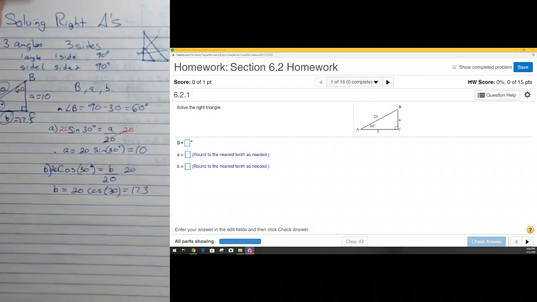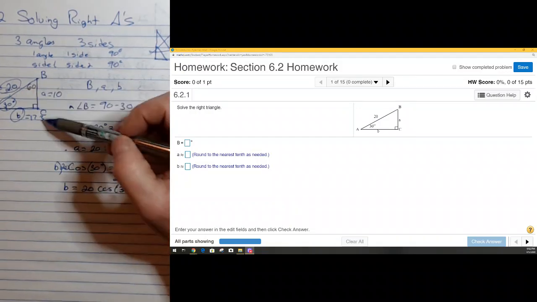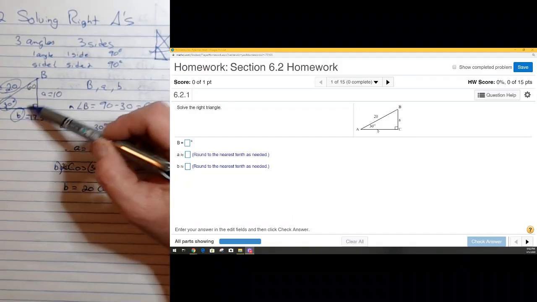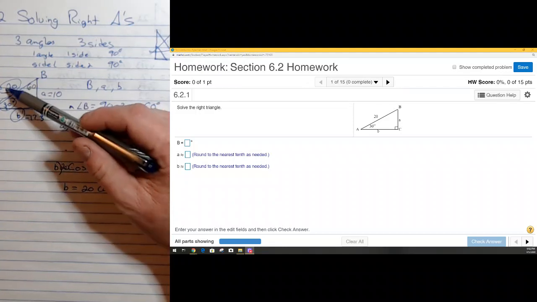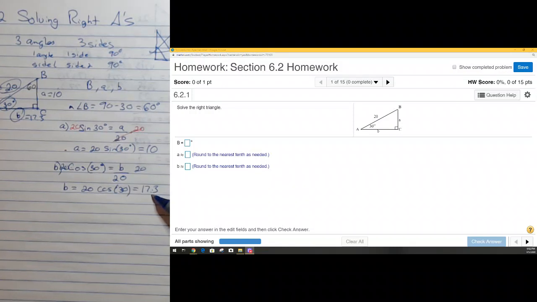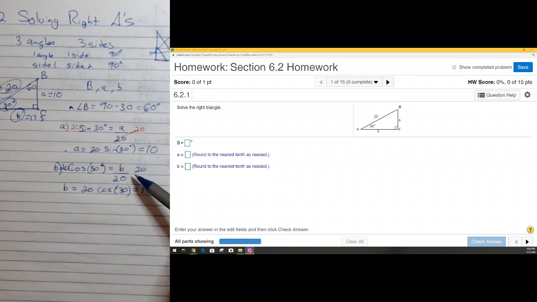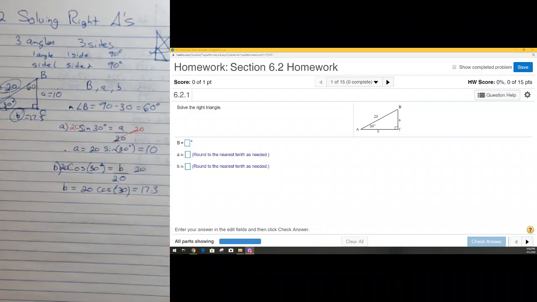A good way to error check when you're doing this is to make sure that your sides for your legs, these sides that are connected to your right angle, those lengths are always going to be less than your hypotenuse. If this came out to be 25 or whatever, then I know that I probably have this fraction flipped over the wrong way. So now I have all three sides and I have all three angles, so therefore I have solved the triangle.